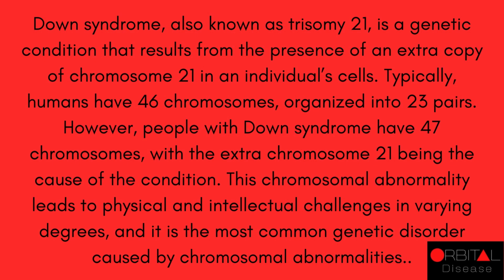Down syndrome, also known as trisomy 21, is a genetic condition that results from the presence of an extra copy of chromosome 21 in an individual's cells. Typically, humans have 46 chromosomes, organized into 23 pairs. However, people with Down syndrome have 47 chromosomes, with the extra chromosome 21 being the cause of the condition.